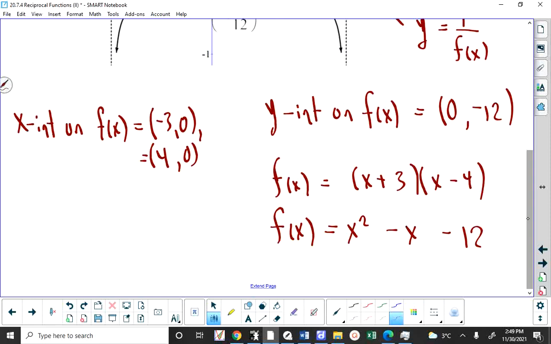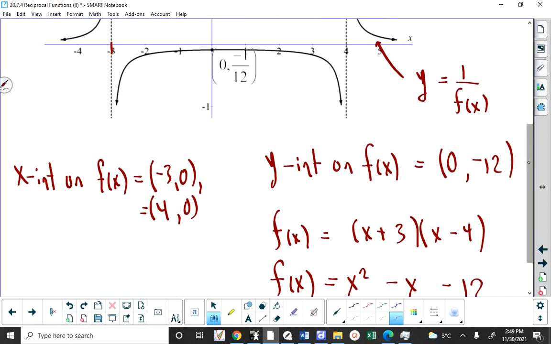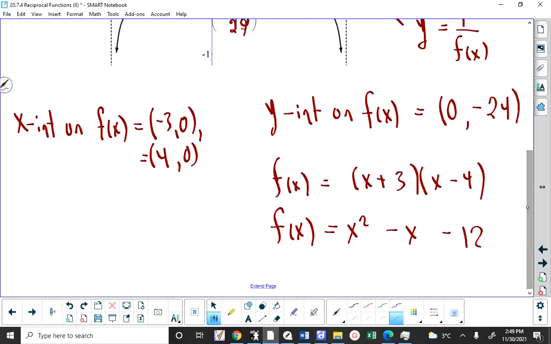Now, what if this was negative 1 over 24? You don't need to worry about writing this down. But what if it were negative 1 over 24? That would mean that the y-intercept of the reciprocal is negative 24. The y-intercept here is not negative 24. How could we make this y-intercept negative 24 if we had to?